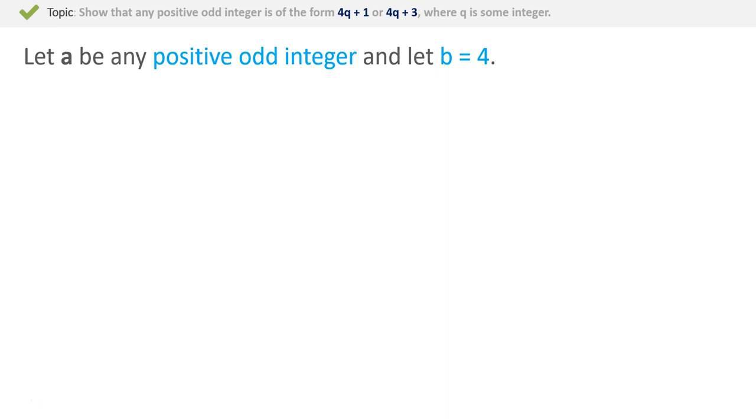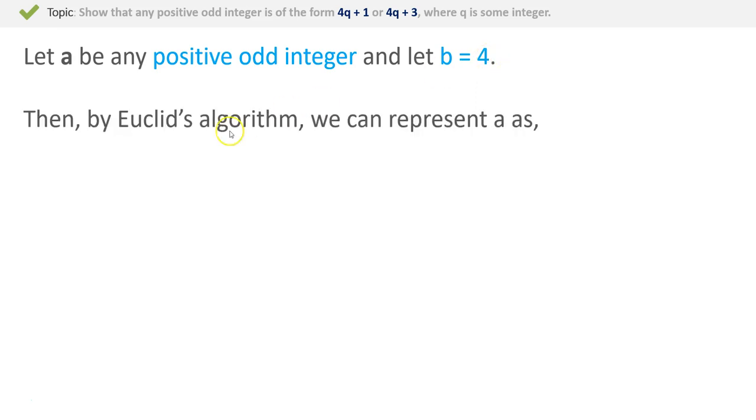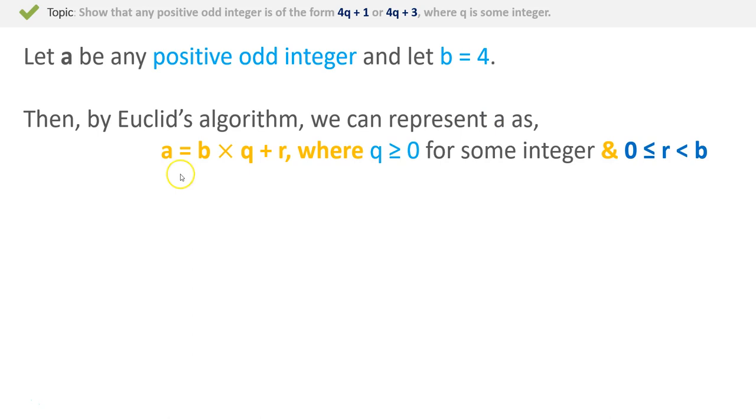So let a be a positive odd integer and b equal to 4. Then by Euclid's algorithm, we can represent a as a equal to b multiplied by q plus r, where q is the quotient and r is your remainder, where q is greater than or equal to 0 for some integer, and remainder r will be greater than or equal to 0, but it will always be less than b.